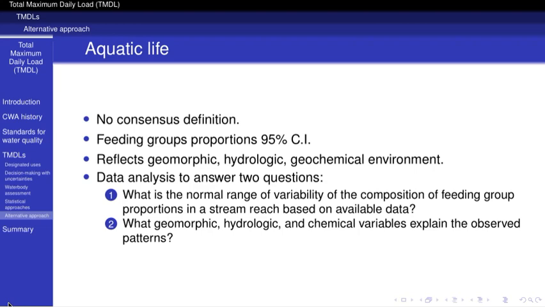First, what is the normal range of variability of the composition of feeding group proportions in an assessment unit based on available data? Second, what geomorphic, hydrologic, and chemical variables explain the observed patterns? When analyses yield results beyond the normal range, it is necessary to examine the individual explanatory variables to determine which have changed and identify the reason for that change.